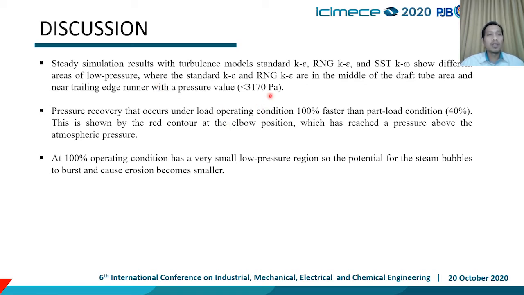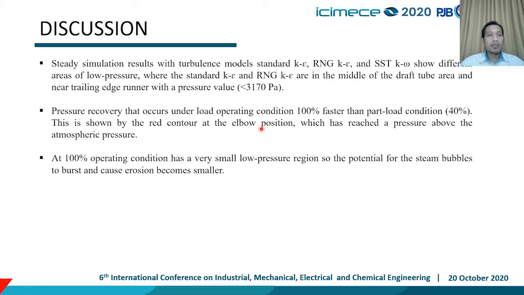show different areas of low pressure, where the standard k-epsilon and RNG are in the middle of the draft tube top area and near the trailing edge strainer with pressure value below vapor pressure. Pressure recovery that occurs under load operating condition 100% is faster than part load condition 40%. This is shown by the red contour on the elbow position, which has reached pressure above the atmospheric pressure.